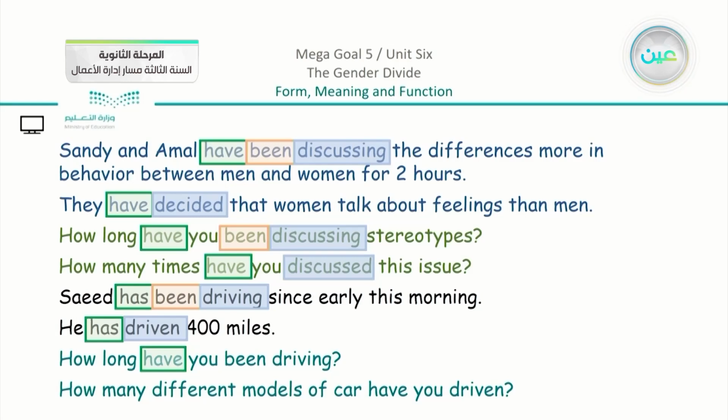How long have you been driving? Also, I am asking about time. And in the last example, how many different models of car have you driven? I'm asking about a result or an action. Now, you can see that I have the word "since" in the first example and here, and we do have "for" with hours.